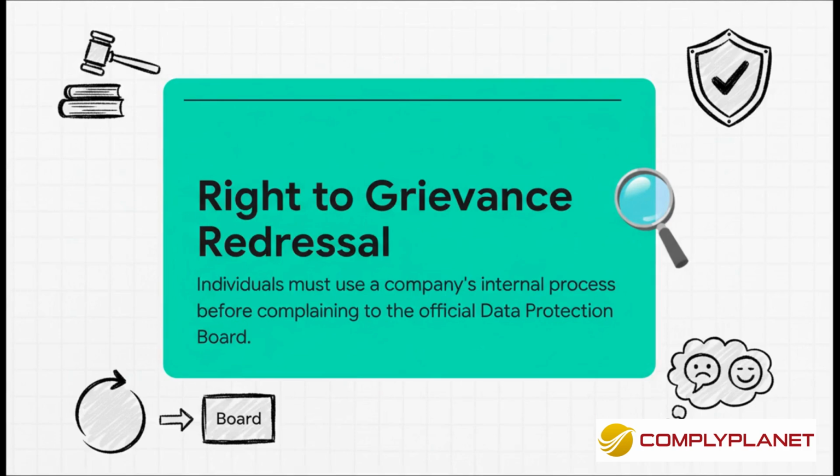Next is the right to grievance redressal. This one's a big deal for process. Before a person can go and complain to the official Data Protection Board, they must first go through your company's own internal complaint process. So this means you are now required to set up and maintain a really accessible and effective system to handle these issues directly.